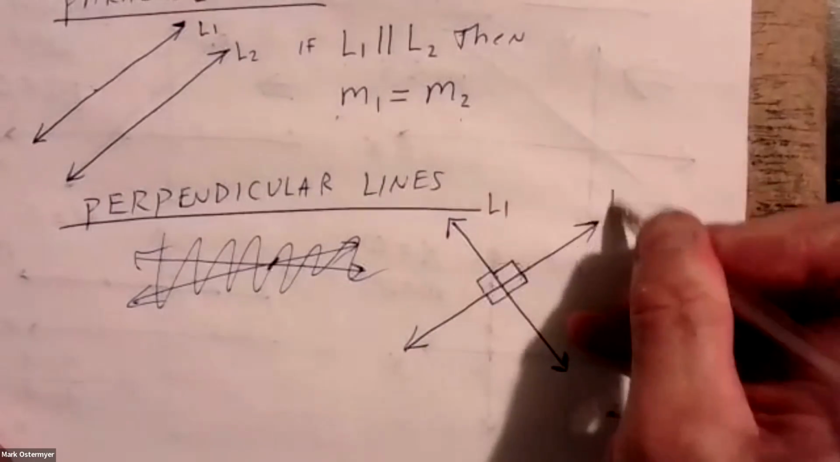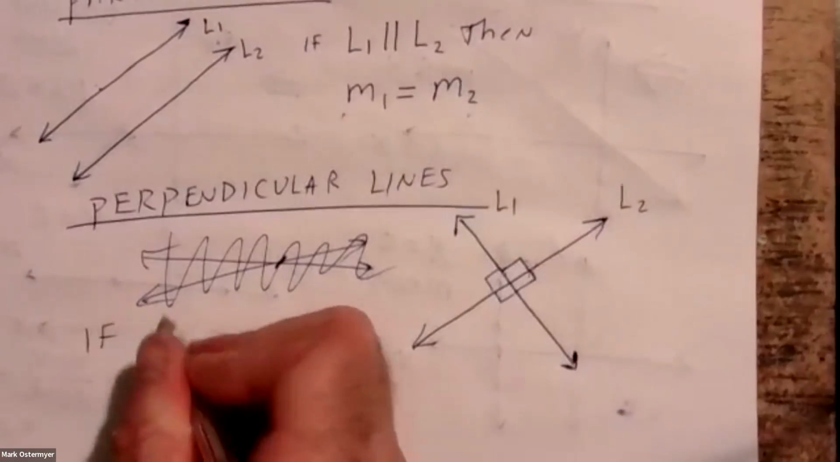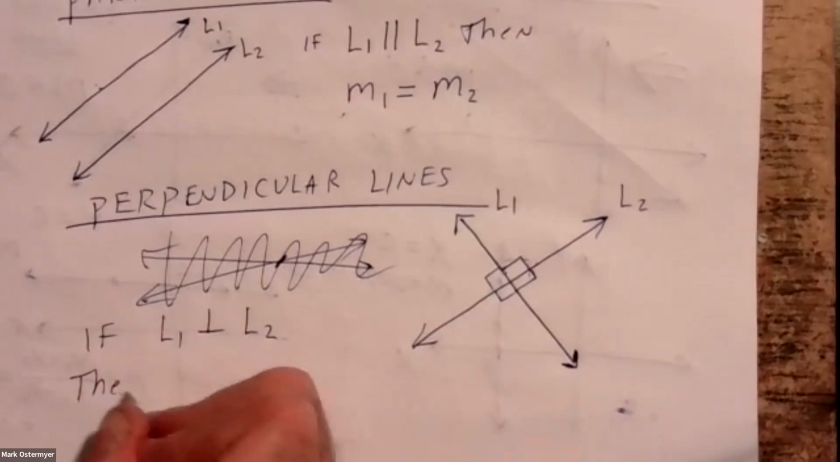So I'll call this line L1, call this line L2. So if line 1 is perpendicular to line 2, then what must be the case about their slopes?